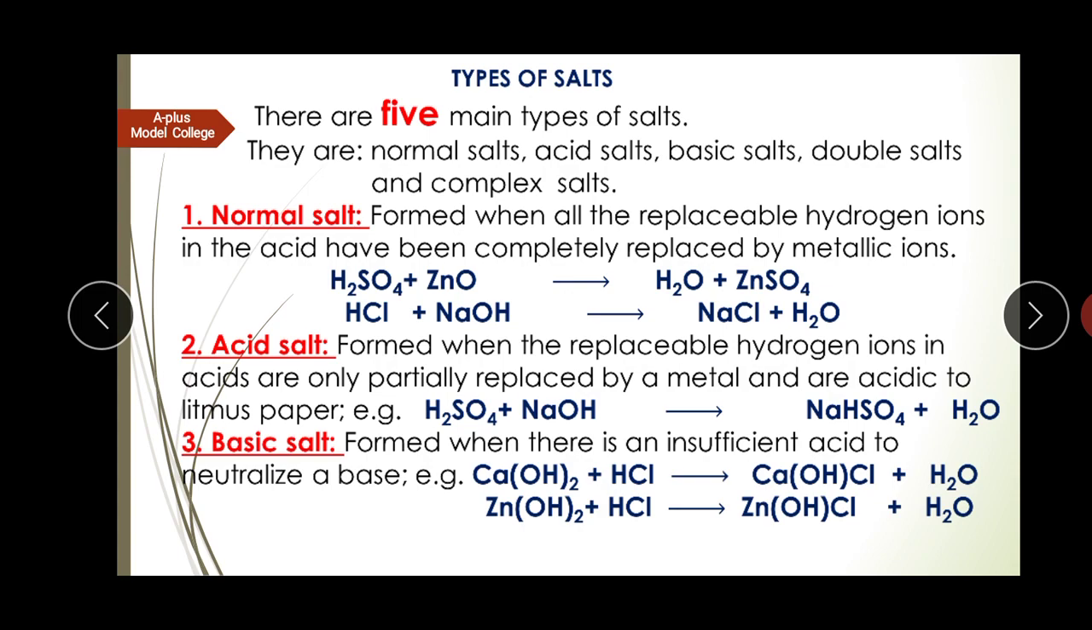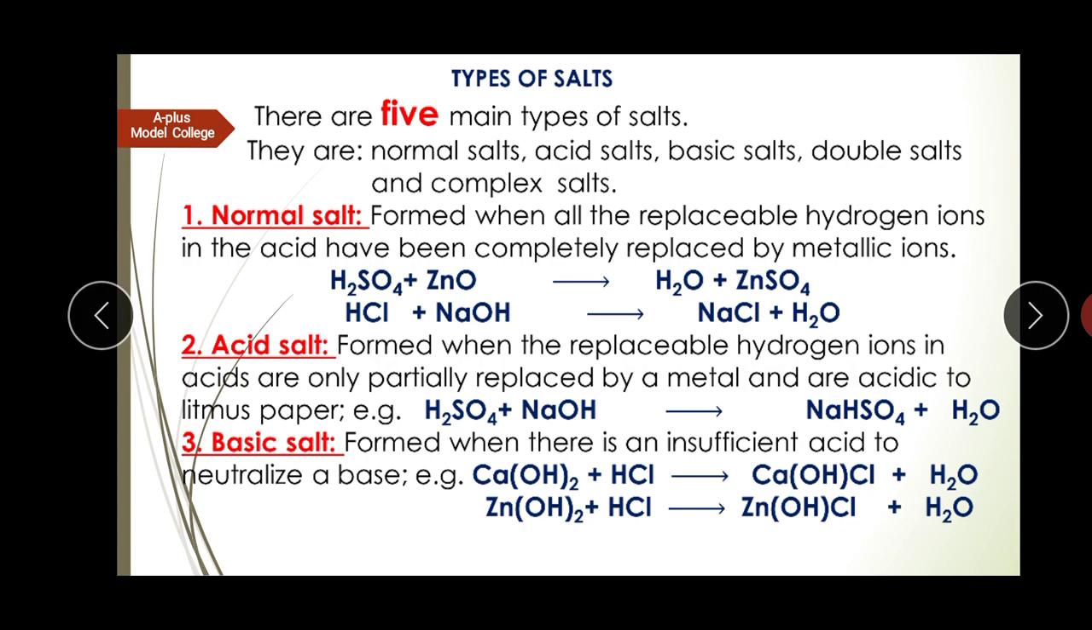Now look at this here too. HCl, in the HCl, we have H plus and Cl minus. In the NaOH, we have Na plus and OH minus. You can see all the cations, H and Na, have been interchanged. There is only one hydrogen ion in hydrogen chloride here, and it has been replaced by sodium in the right equation. So when everything has been replaced, that's the normal salt.